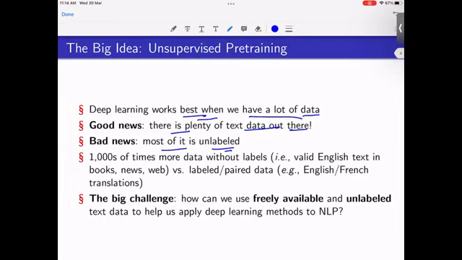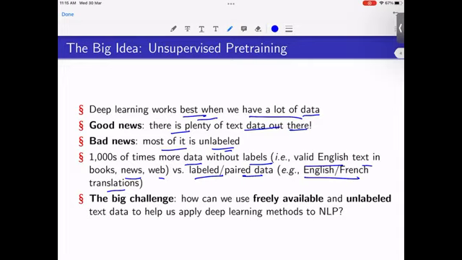So you need to sit down and employ some human to label it by reading each of the reviews and so on. There is about 1,000 times more data without labels, say valid English text in books, news, web, versus labeled or paired data, say English-French translations, as I was saying. But you will get just the valid English text in books, news, web, or valid French text.